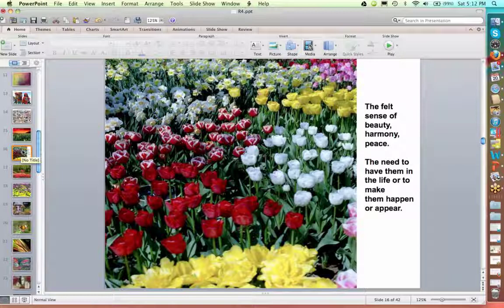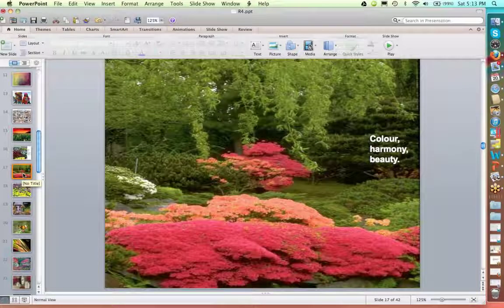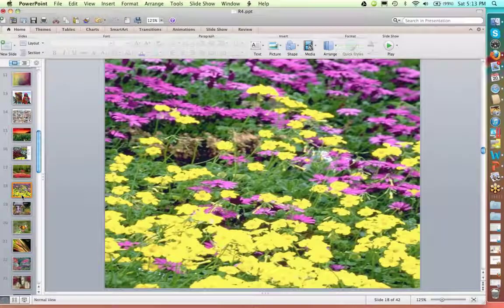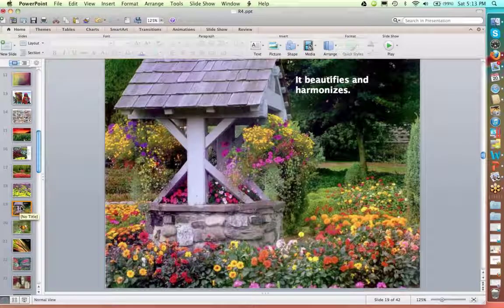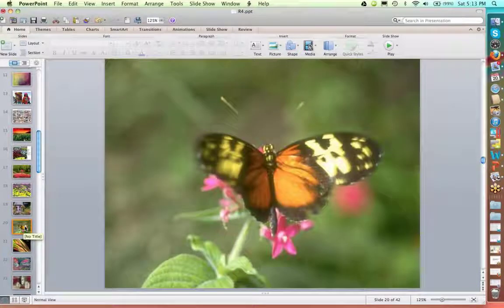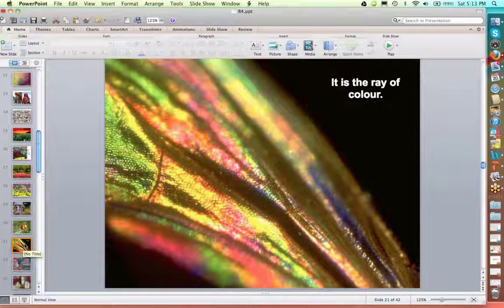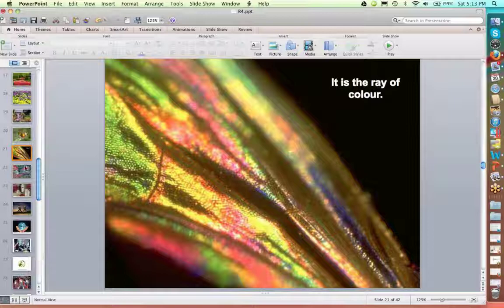And how does one recognize whether the fourth ray is in them? It's that need to have this sense of beauty and harmony and peace in one's life, and to make it happen, to surround oneself, to be in an environment that we call beautiful or peaceful. And without it, the whole etheric sometimes is in dis-ease. It's beauty all around us. It's the ray of color.